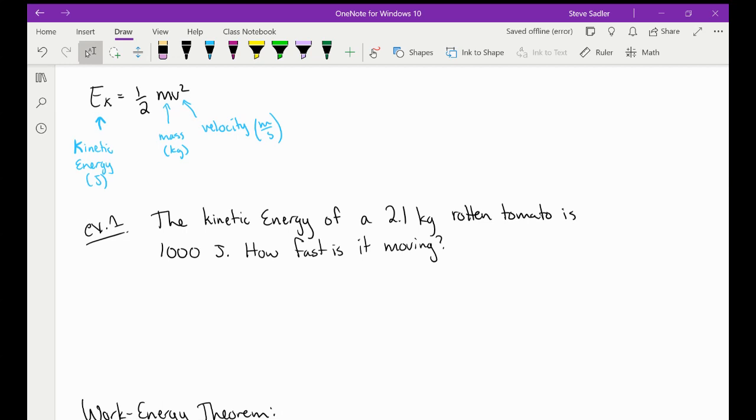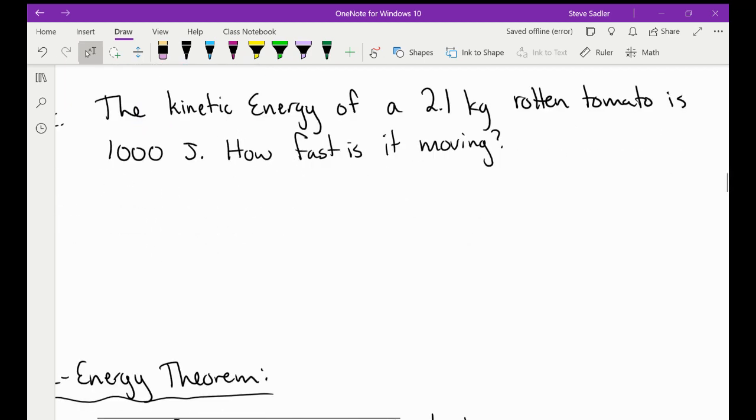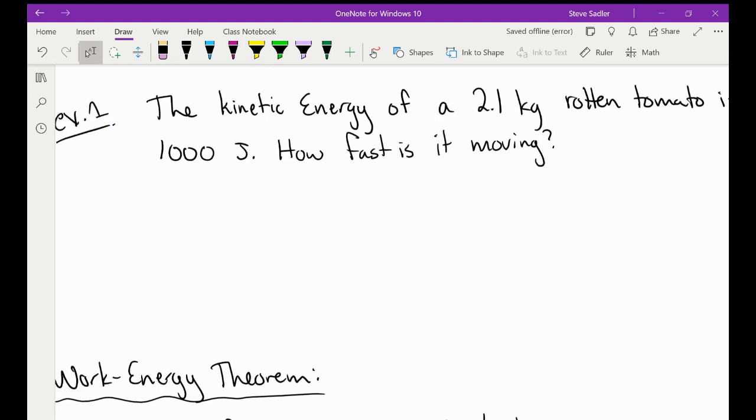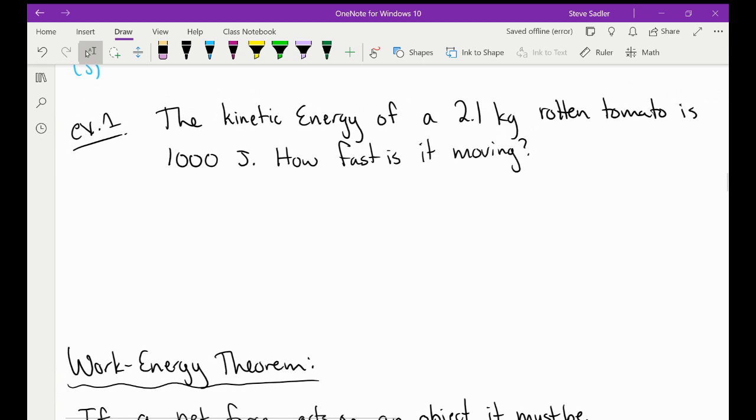Example 1: the kinetic energy of a 2.1 kilogram rotten tomato is 1,000 joules. How fast is it moving? Please remember that I didn't make these problems up, but I'm assuming someone's throwing the tomato. We know mass is 2.1 kilograms, we know kinetic energy is 1,000 joules, and we're trying to find velocity.